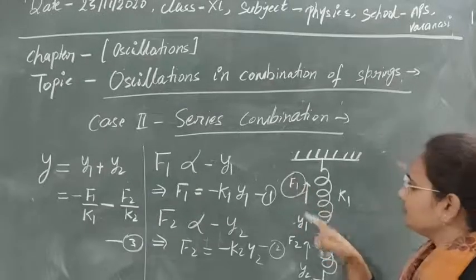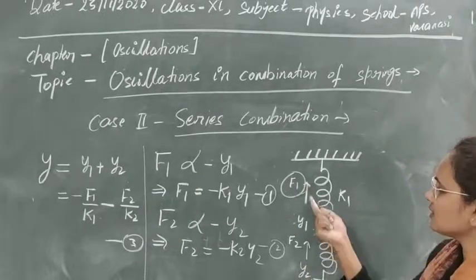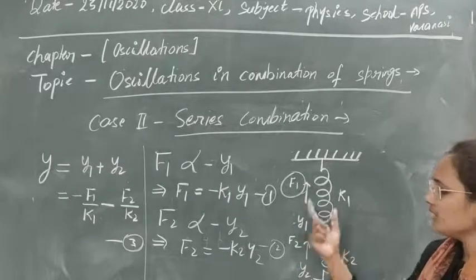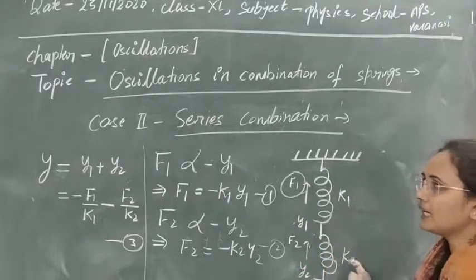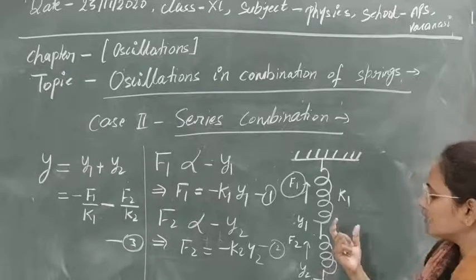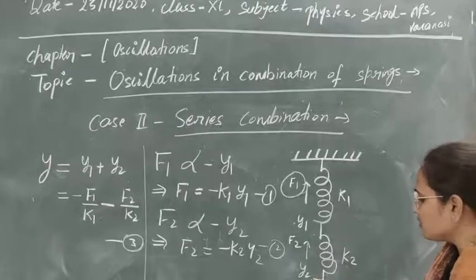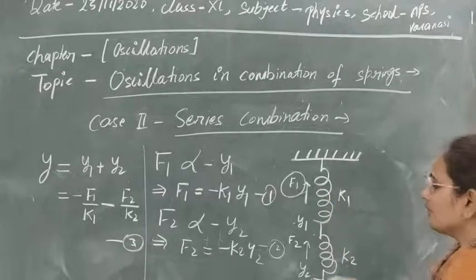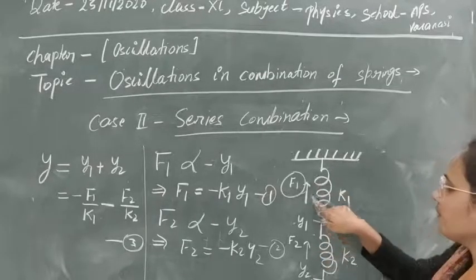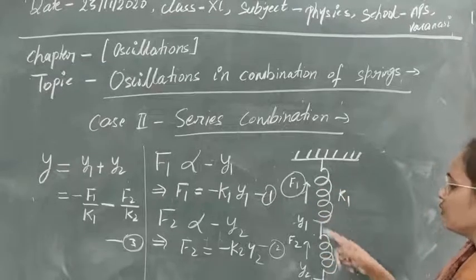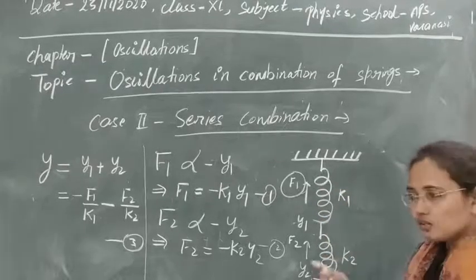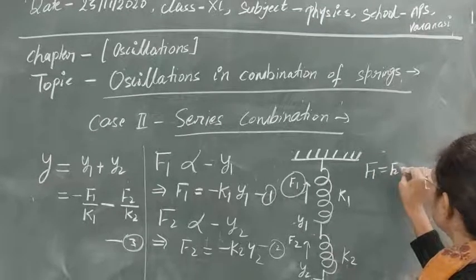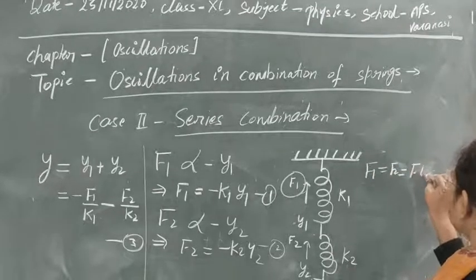One more thing we have to consider here. In this system, the same restoring force will be developed, as we are seeing that the springs are combined in series. So in series, if the weight is balanced by an upward directional force, this upward force cannot be different in the two springs. So this will be the same. Here F1 will be equal to F2. Suppose that this is F.